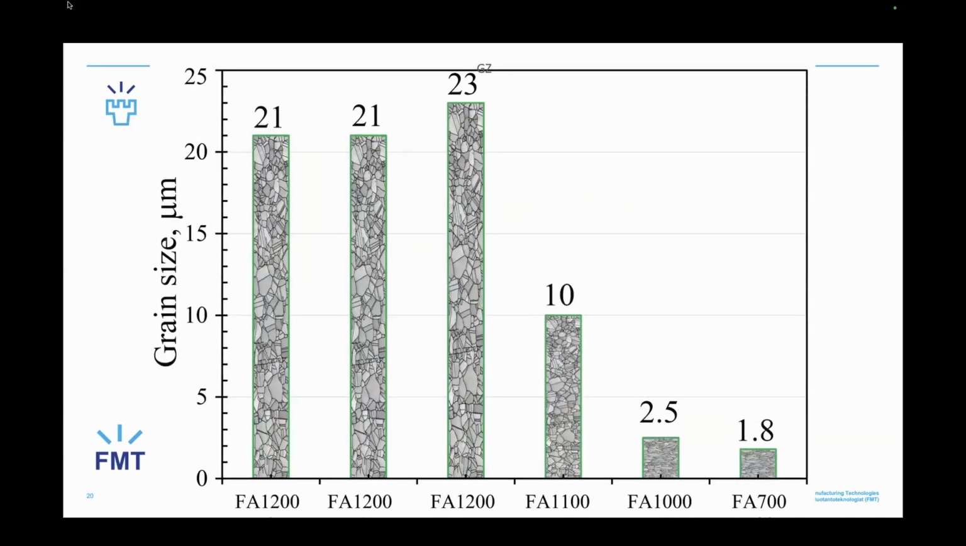Here's the grain size with the flash annealing temperature. You can see the flash annealing at 1200 for 0 seconds, 1 second, and 5 seconds. This one is our old data, 700 for 30 seconds, also flash annealing with fast heating and fast cooling at 700, then holding for 30 seconds. You can see the grain sizes 21, 21, 23, but only at 1200. So the difference in grain size is very slight, but with the temperature differences at 1100 and 1000, the grain size sharply decreased.